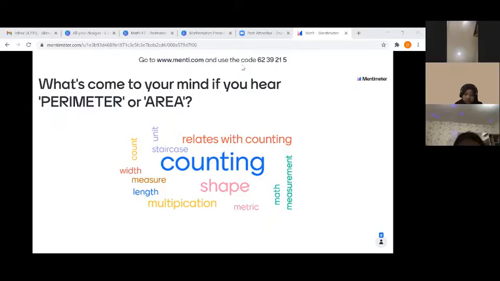So yeah, that's not false. All of those words actually relate to perimeter and area. I believe all of you have heard perimeter and or area before, yeah? Okay. I will continue. Is there an addition? Oh yeah, addition.